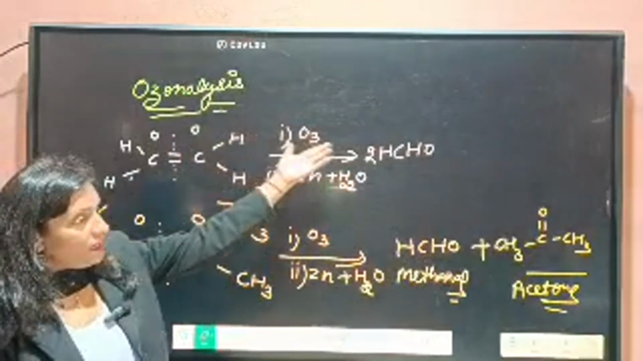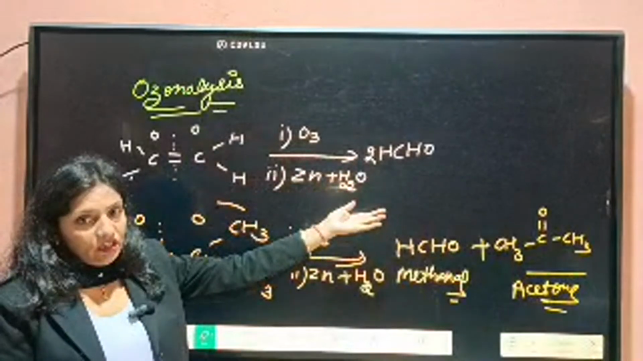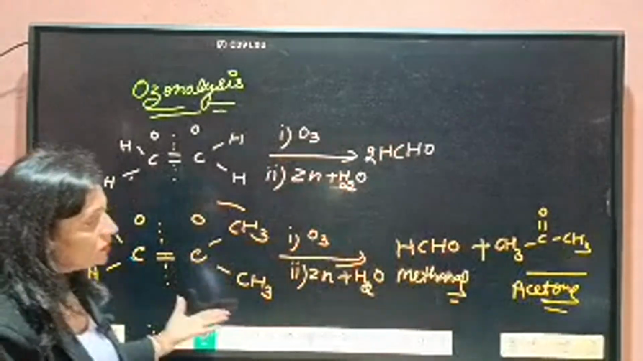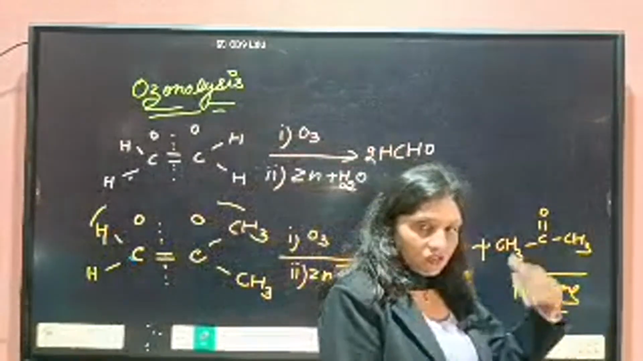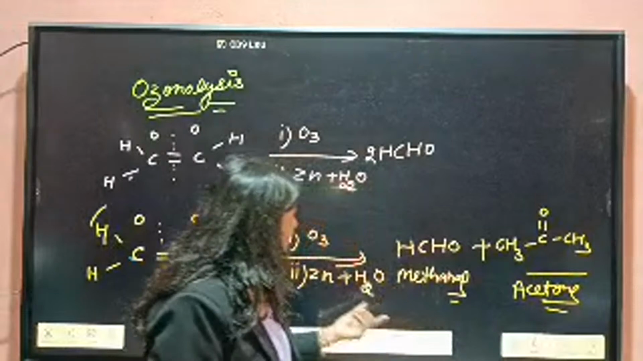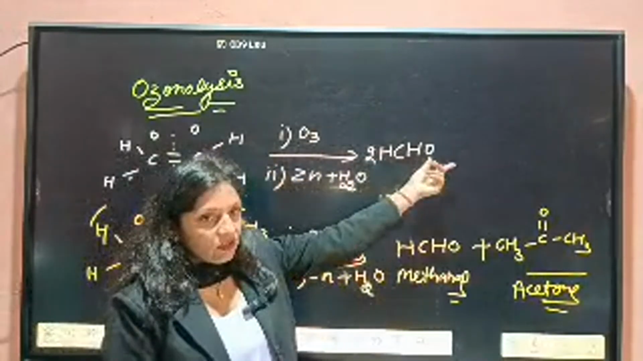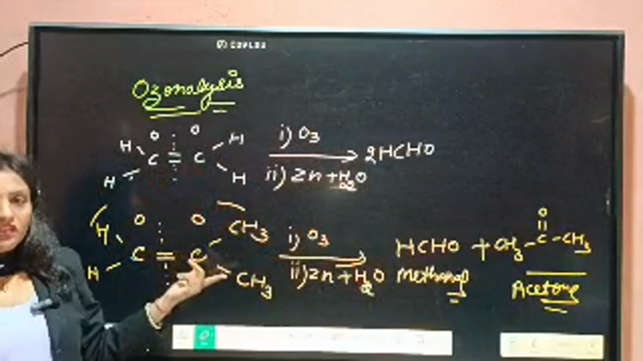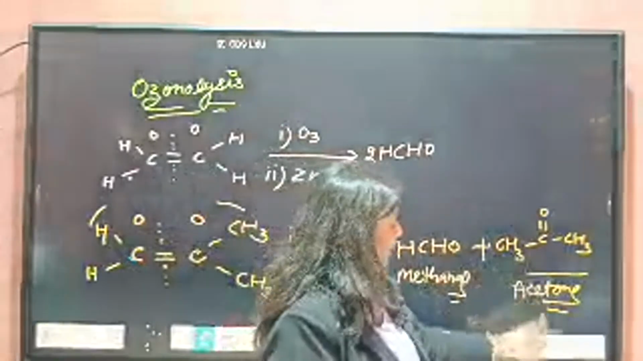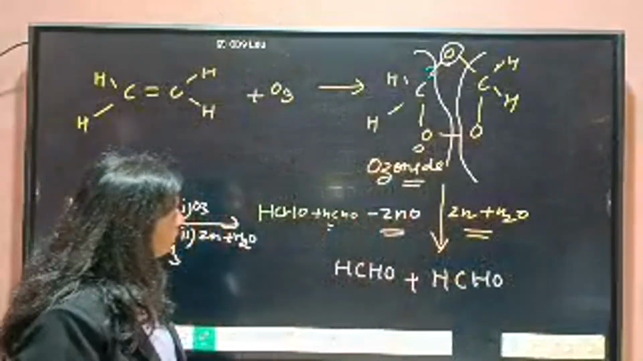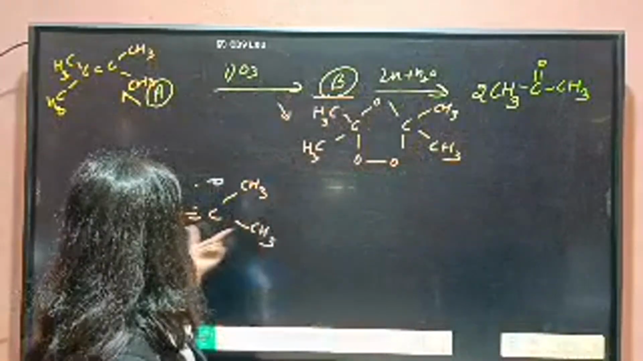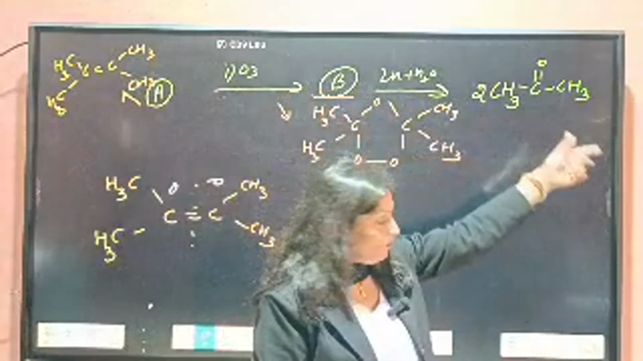Ozonolysis: if you do the reaction with ozone, then in the second step reduction with zinc, alkenes give us aldehydes, ketones, or a mixture of aldehyde and ketone. Here in this one they are giving only aldehyde. It will depend on which alkene we have. Here they are giving a mixture of aldehyde and ketone. Here they are giving only aldehyde, and here only ketone. It will depend.